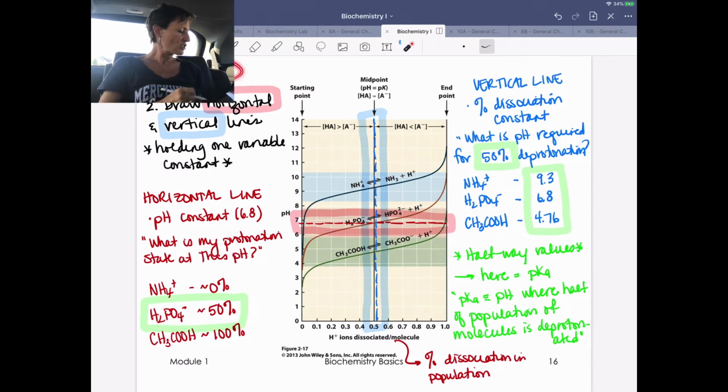So again, the first thing to do is read the axes so we understand what we're visualizing on our graph. And then importantly, we're going to do this several times throughout the course. We're going to think about vertical lines and horizontal lines and what the information is telling us as we see both of these, okay? So anytime you draw a vertical or a horizontal line, what you're really saying is, I want to hold this variable constant and I want to see how the other one changes, okay?